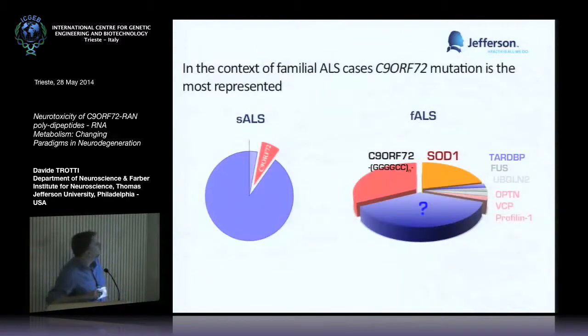And in the context of familial ALS cases, the C9ORF mutation is the most represented. You can see it here. It would be probably unlikely that we will have another gene that can cover the remainder of all the cases. It will be a number of genes that represent a very small population. So this is a very important gene.